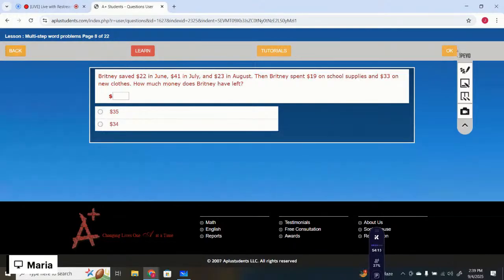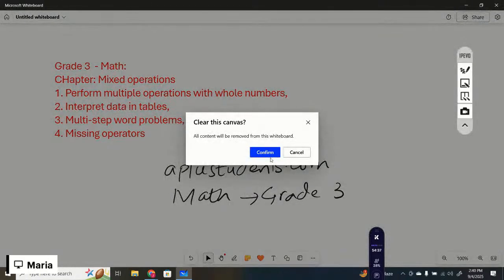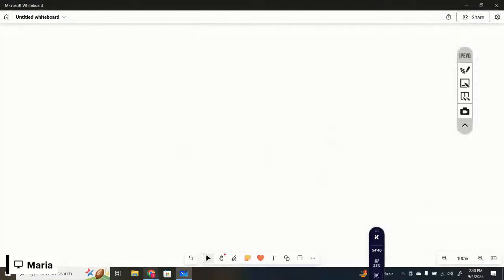Okay, you can complete the lesson by yourself later today. So we were working on grade 3 math. The chapter we're working on is mixed operations. The lessons we have covered today are performing multiple operations with whole numbers, interpreting data in tables, and multi-step word problems. So please make sure before the next session you complete all the practice questions for the lessons we just did. That is your homework until the next session.